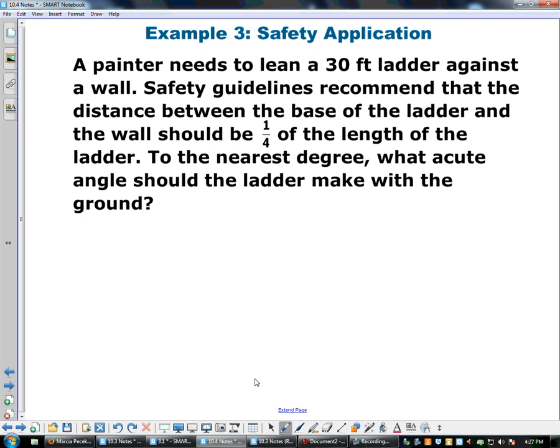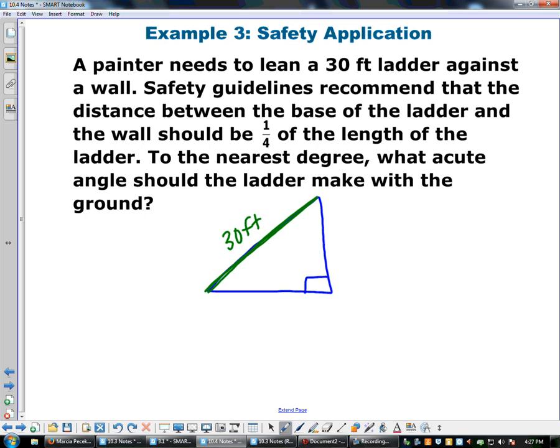Well, we're using trigonometry, so we know that everything we set up here, if we have to model it, is going to be based on a right triangle. So I want to draw that first. The painter is leaning a 30-foot ladder against a wall. So the ladder that he's leaning must be right here, or my hypotenuse of this triangle. And we know that that measure is 30 feet.